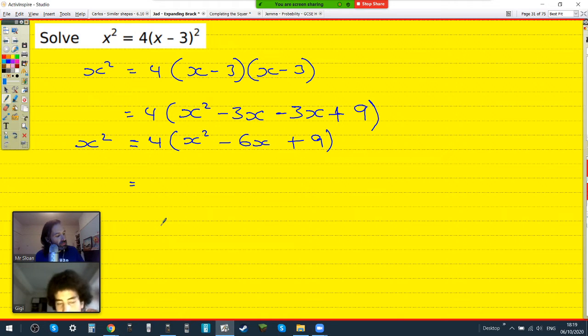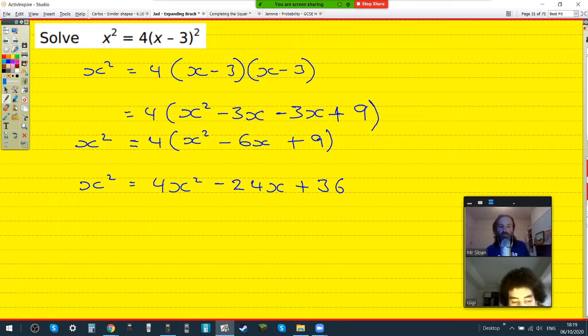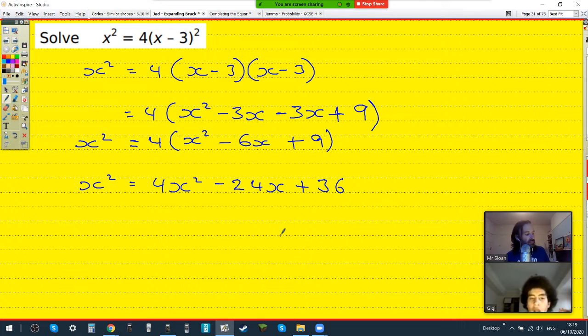Do we expand the brackets? Yeah. So it'll be 4x squared minus 24x plus 36.